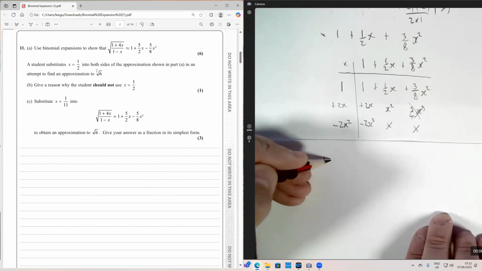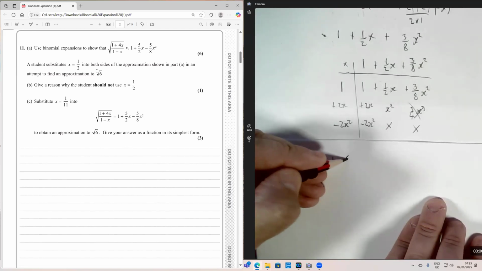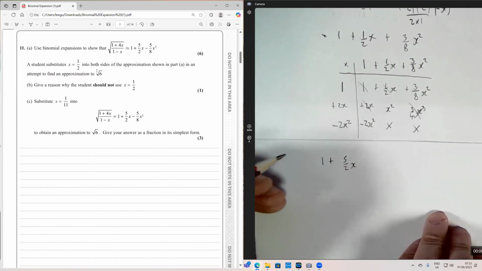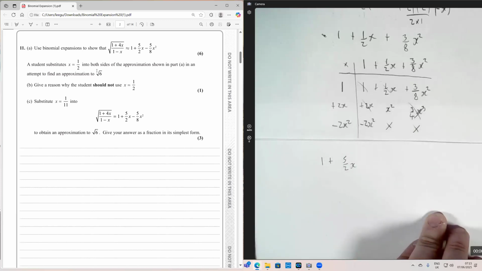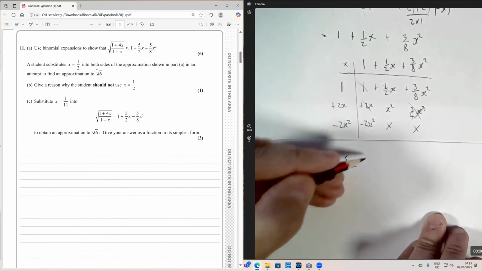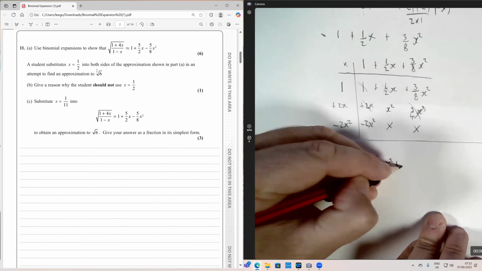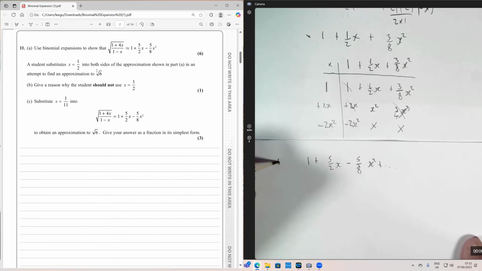So we've now got 1, and now we just collect like terms. So we're going to have 1 plus 5/2x. So that's that one, and those ones combined. And then we're going to have these three combined, and when we add those together, let's just see what we get. So we've got -2, we're adding 1, we're adding 3/8 to that. So that all comes to -5/8 x squared plus ... And that's our part A done for 6 marks. That was a very nice 6 marks.